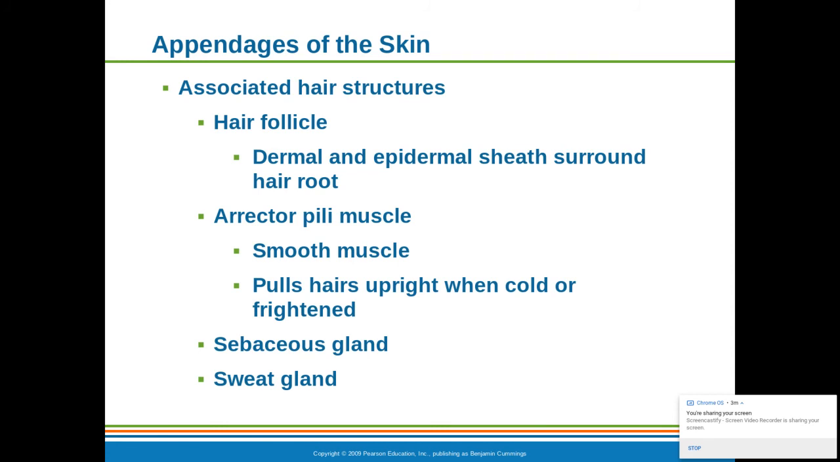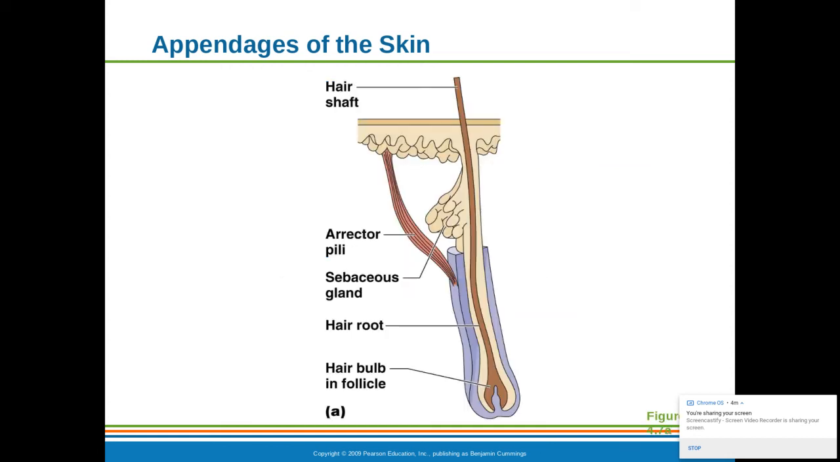So we've worked through the hair follicle. Now, associated with the hair follicle is the erector pili muscle that we introduced in the previous lesson. It'll pull the hairs upright when cold or frightened. So when your hair stands up, so to say, that's because of the erector pili muscle. And then, of course, the sebaceous and apocrine sweat glands that we talked about a few minutes ago.